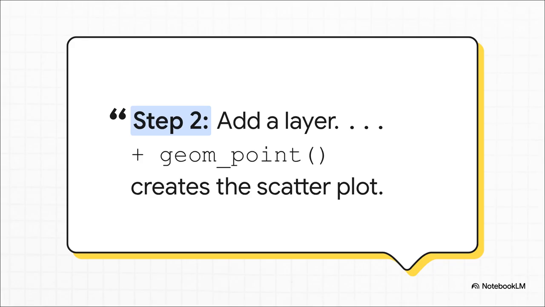Now for the first Lego brick, we add a layer. And notice that plus sign, that's how we stack layers in ggplot2. We add geom_point, which just tells R, okay, on that canvas you made, I want you to represent my data as points. And just like that, poof, our data appears.